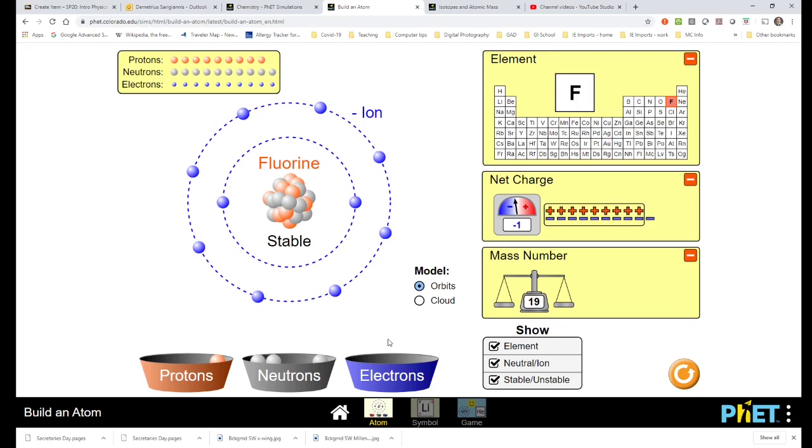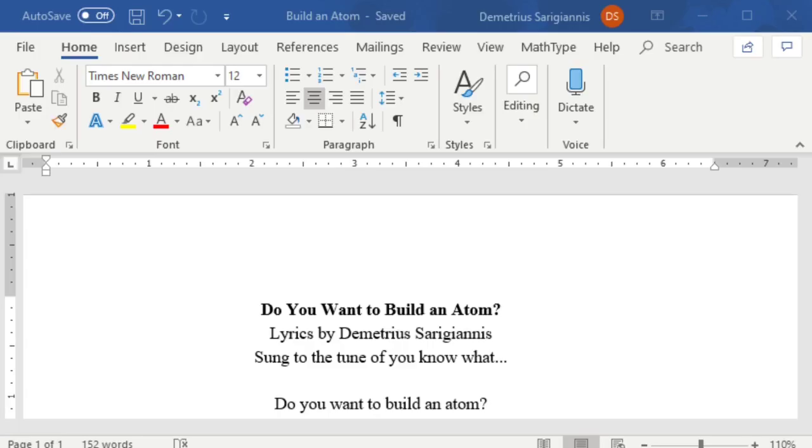All right, so you can go ahead and use this atom builder, but this atom builder inspired me to pull a song together, and why don't we go ahead and switch over to that window, because before you can actually build an atom, you have to know the atom building song, which I wrote especially just for you guys, and of course, it's called Do You Want to Build an Atom?